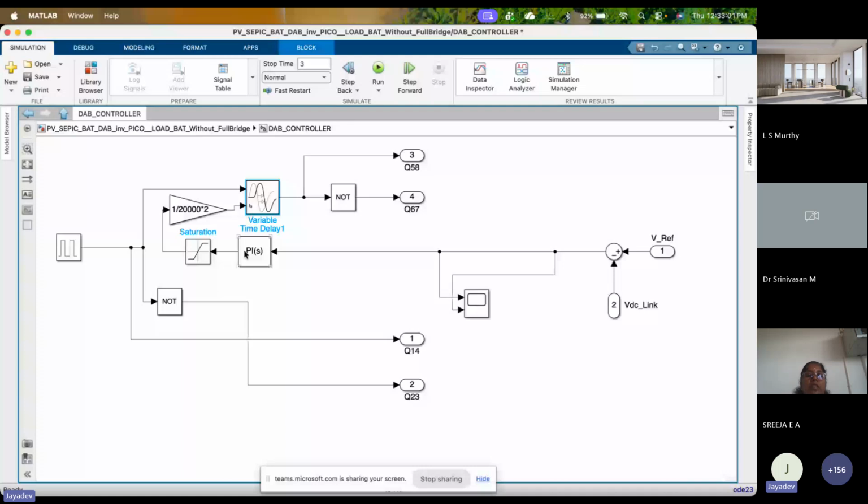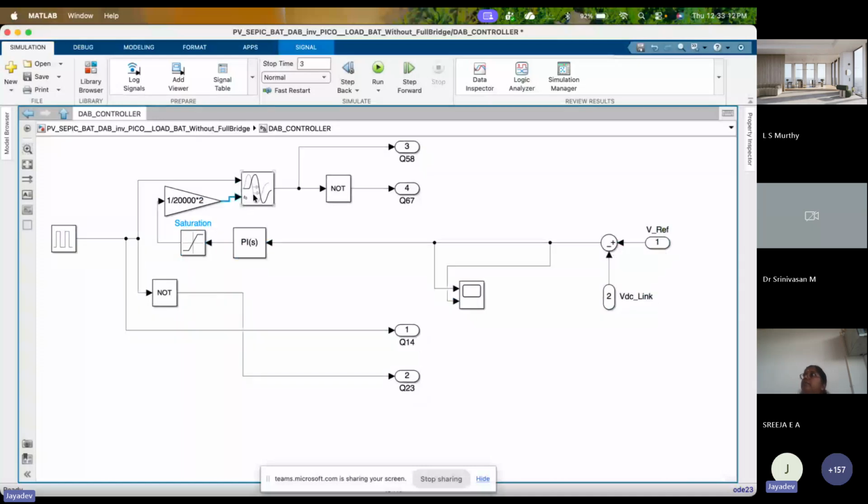Here the PI controller's job is to give the reference of the phase delay value. That phase delay value is converted to a time reference, and that time is given to the time delay. So whatever signal comes in first will be phase shifted by this amount of time, and that will be given to the second.